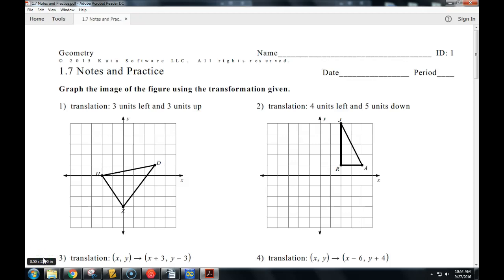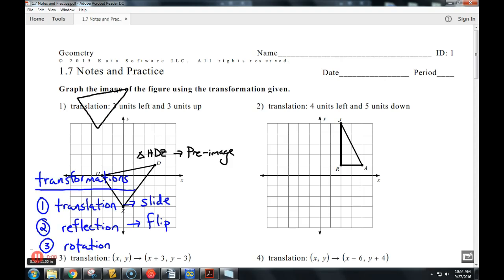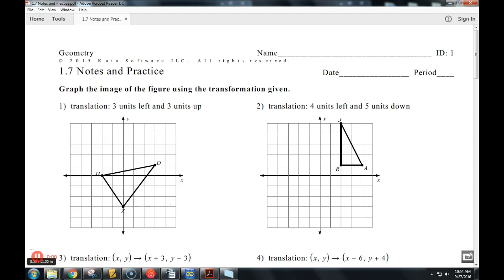1.7 video notes. Last section of the chapter. So we're finally wrapping up chapter 1, and let's go ahead and get after this. So 1.7, the title of the section is Transformations. Now you might notice that the notes are in a little bit different format. We're using a practice worksheet, and we're going to work backwards and do our notes from that because I think it's a little easier with examples.